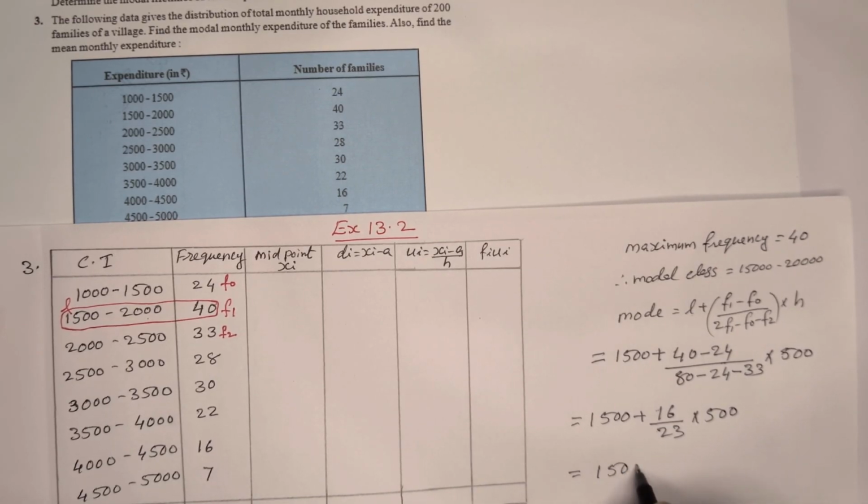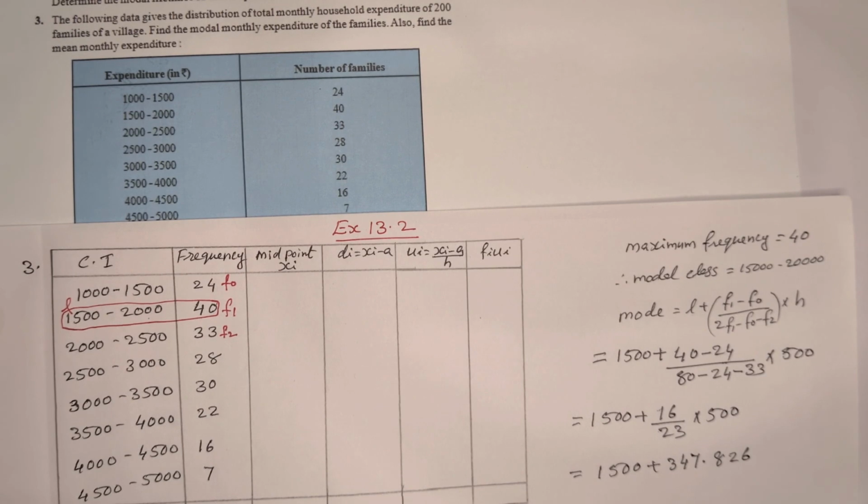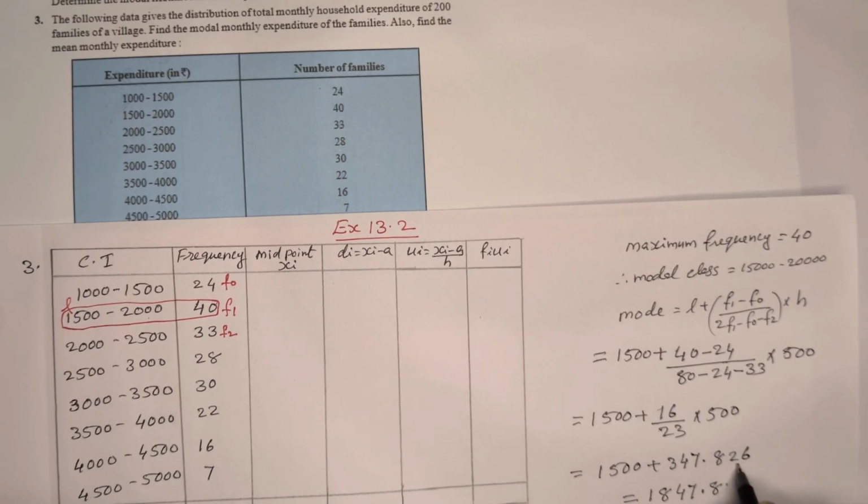1500 plus 347.826 is equal to 1847.826, that we can round as 1847.83. So that is the mode.